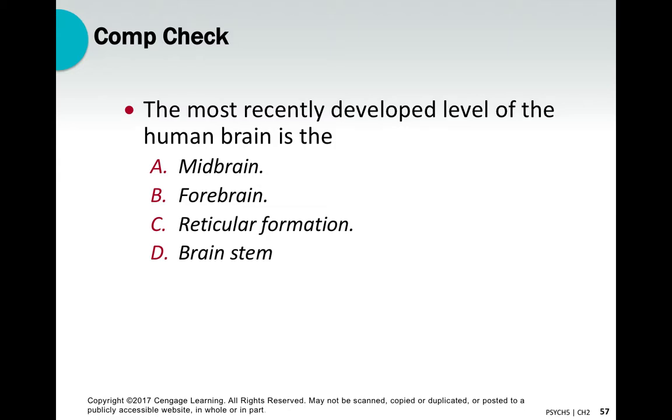The comprehension check for this section is: the most recently developed level of the human brain is A, the midbrain, B, the forebrain, C, the reticular formation, or D, the brain stem. Go ahead and pause your video and see if you can check your comprehension. Welcome back. You should have answered B, forebrain.